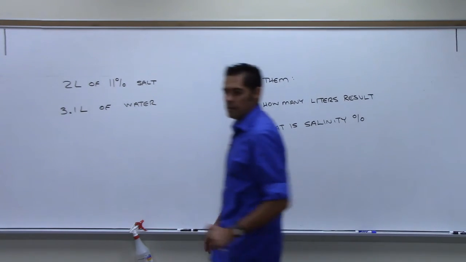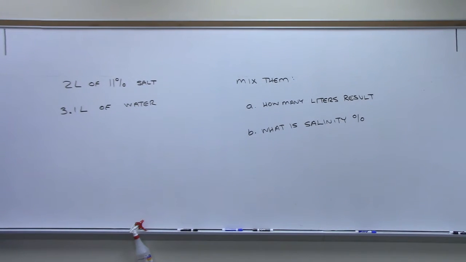Anyone else getting it? What are you getting for your salinity percentage? Around 4.3? I think you didn't take into account how many liters you had total. When you put these together, it's 5.1, not 3.1. Sorry, I didn't catch that the first time. 0.43, then convert that to a percentage. It's looking like 4.3%. Did you get 4.3? I know what I have to do, I just don't have my calculator out. It's just 0.22 divided by 5.1.